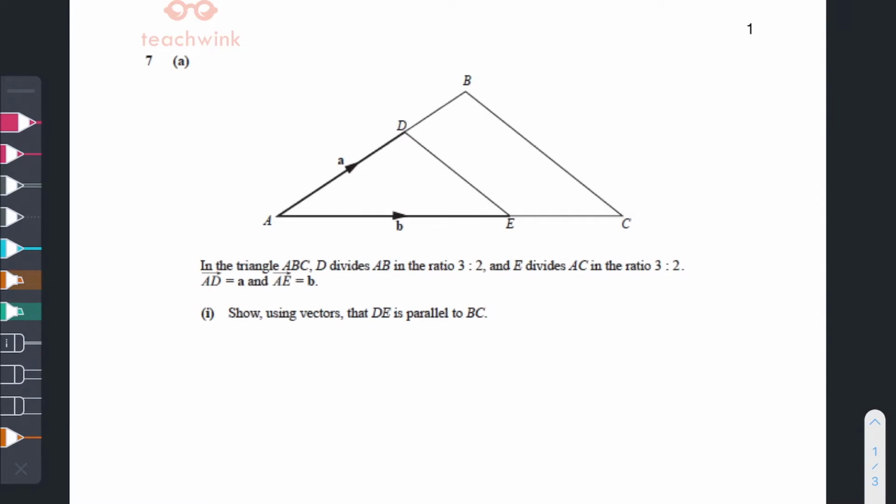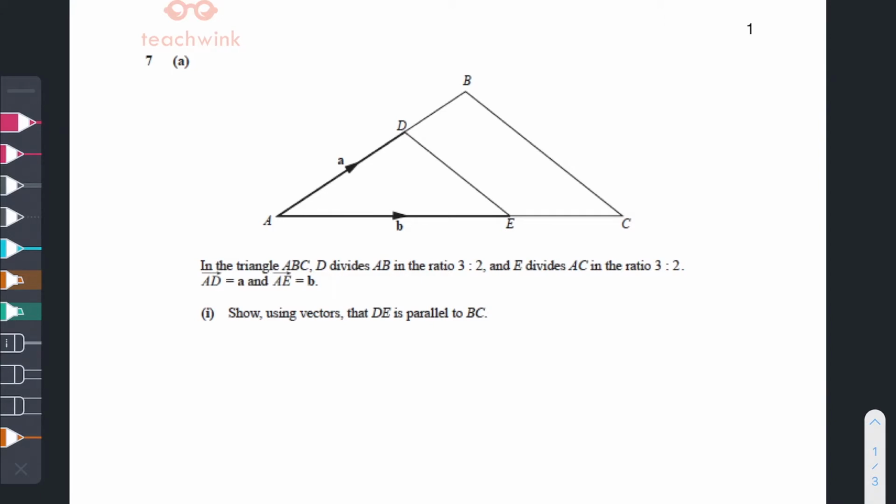The question reads, in the triangle ABC, D divides AB in the ratio 3:2 and E divides AC in the ratio 3:2. AD is A and AE is B. Show using vectors that DE is parallel to BC.